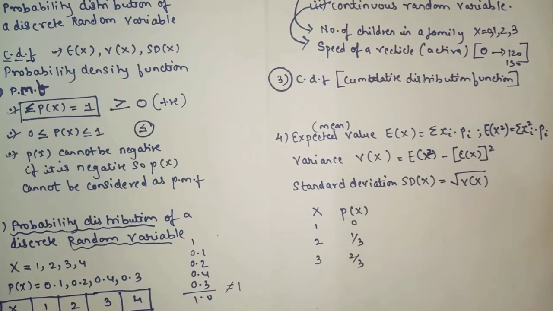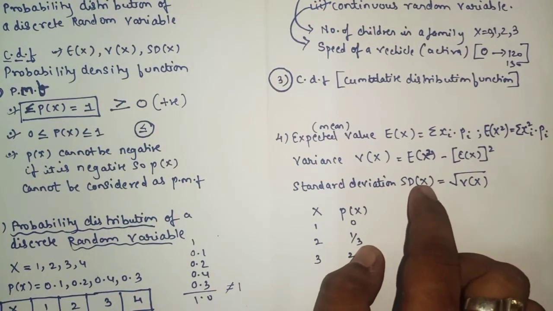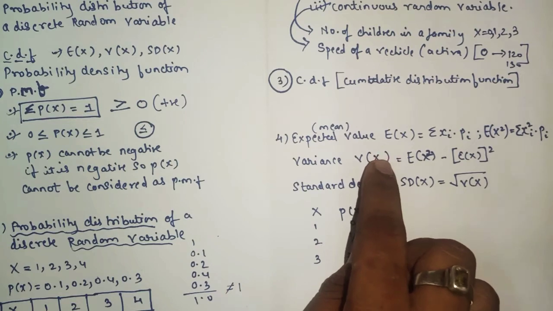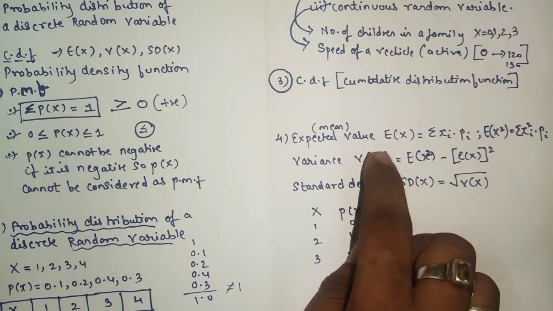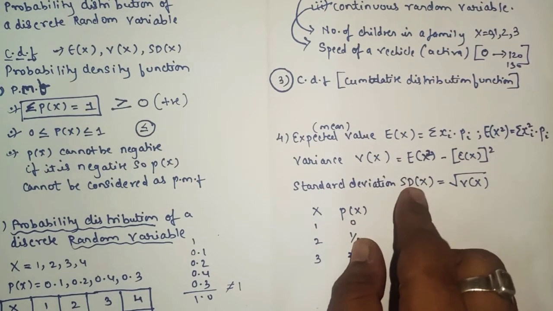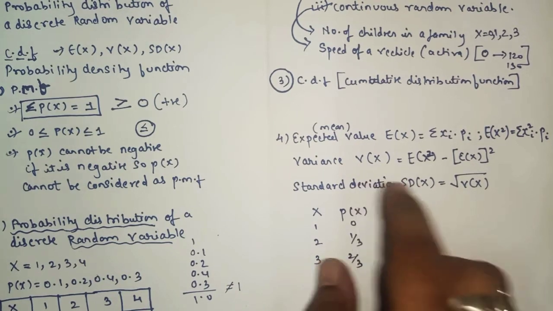Okay, so the last one is standard deviation. To find standard deviation, simply you will find the square root of V of x to get the answer of SD. SD stands for standard deviation.